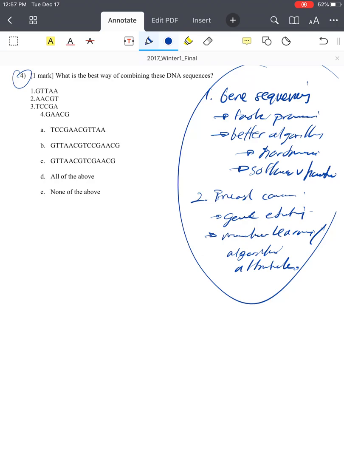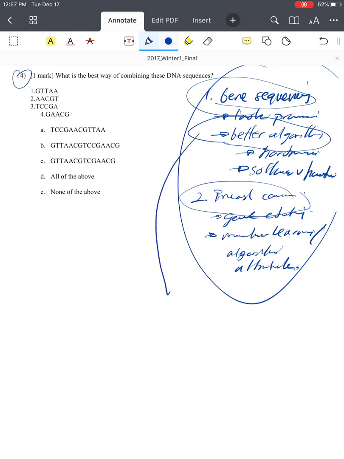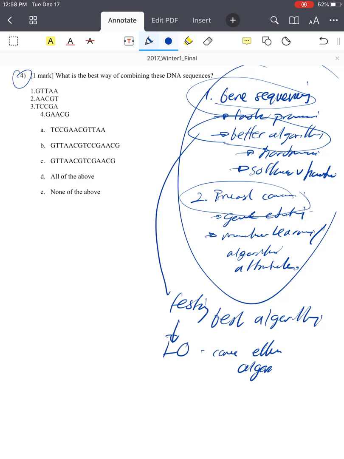For this one too, my first thought's like, okay, gene sequencing, better algorithm. Oh, so maybe that's what they're testing for. They're testing for the best algorithm. So I'm going to have to figure out the best algorithm to combine these DNA sequences. So even if the learning objectives don't necessarily say, put these DNA sequences together, they might have said, come up with an efficient algorithm.